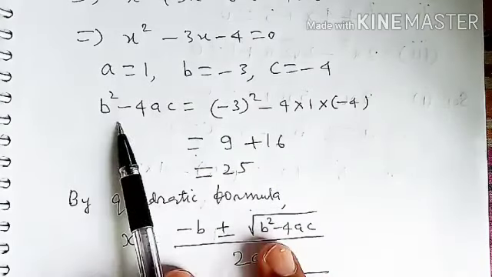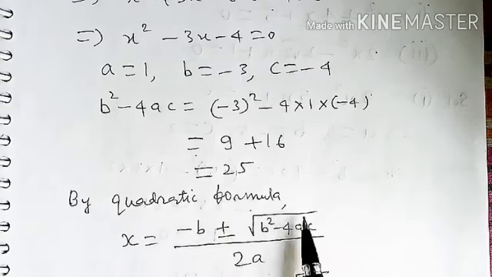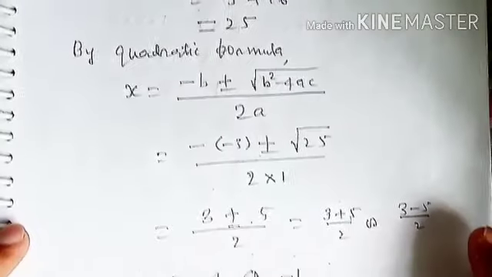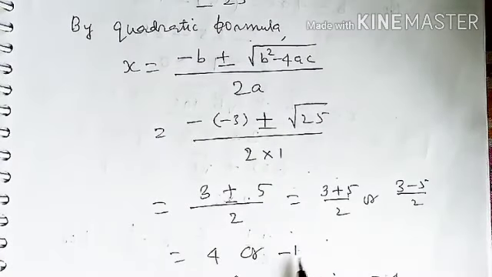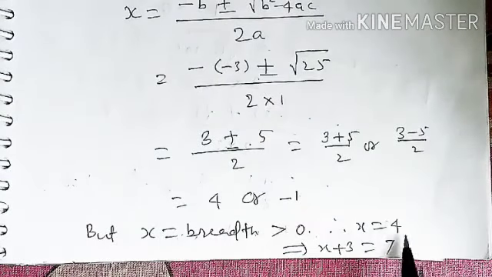We find b square minus 4ac, which is 25. Now we put the values of b square minus 4ac and a in this formula to get x as 4 or minus 1. But x is the breadth, so it is positive. So we take x as 4, then x plus 3 is 7. Hence the length and breadth of the rectangle will be 7 meter and 4 meter respectively.